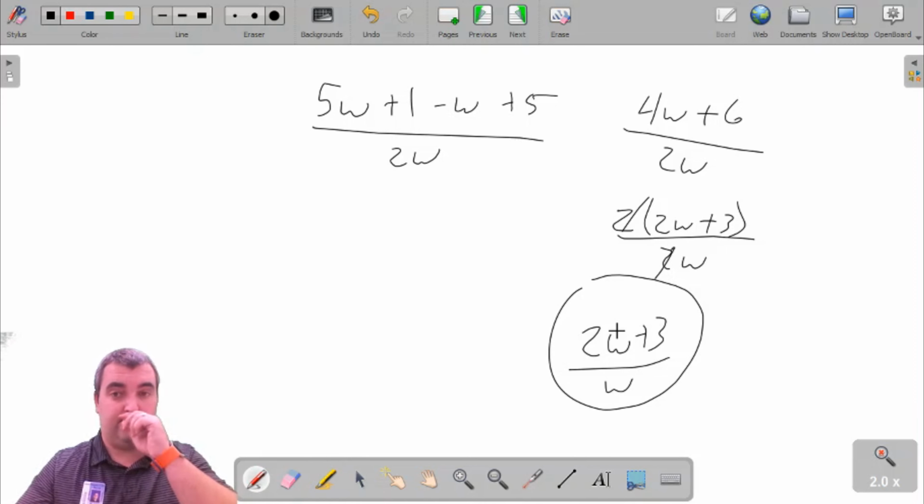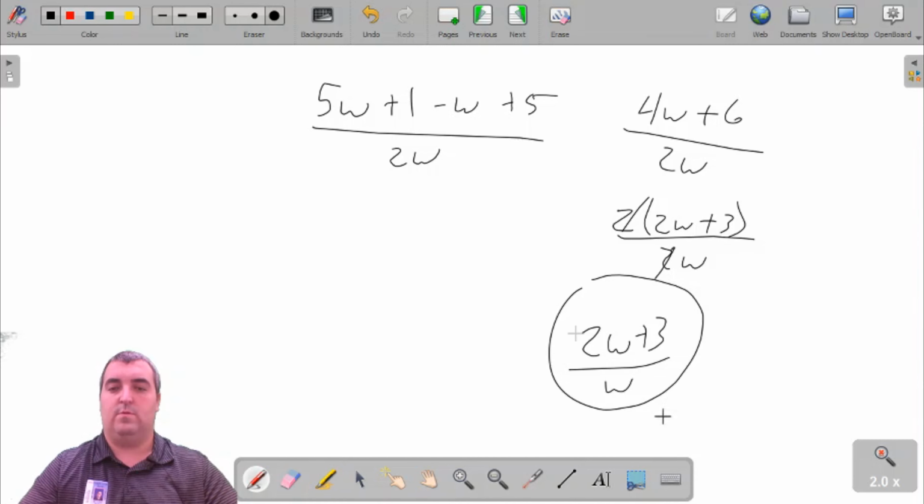All right. So yeah, if it's got a common denominator already, you just add the numerators and then simplify what you can to get your final answer. All right. Next video we'll look at when they don't have a common denominator and how to deal with that.